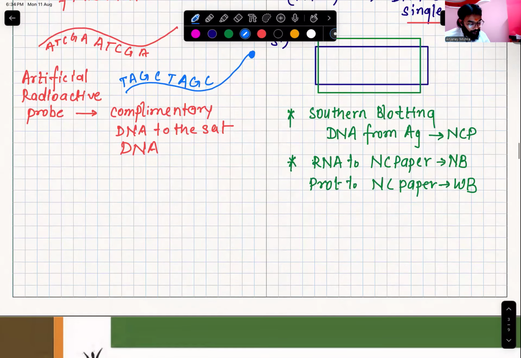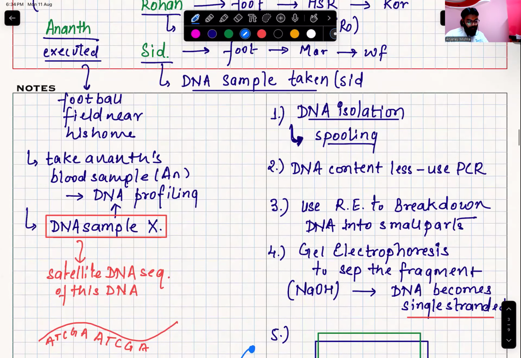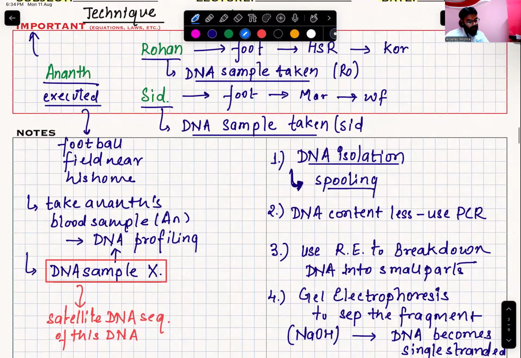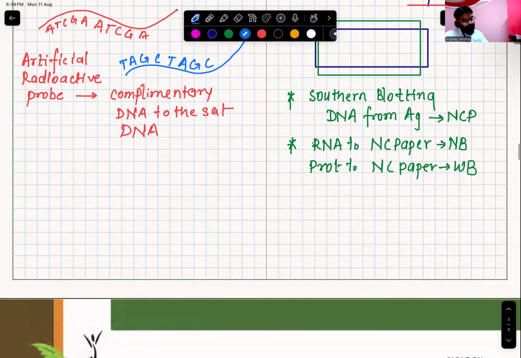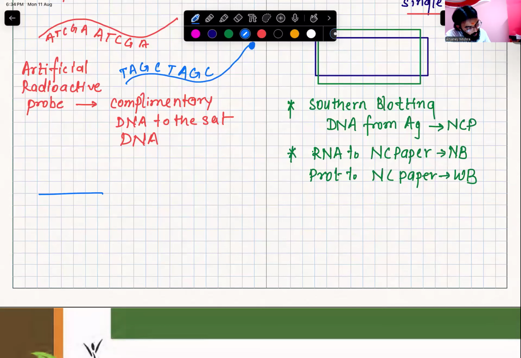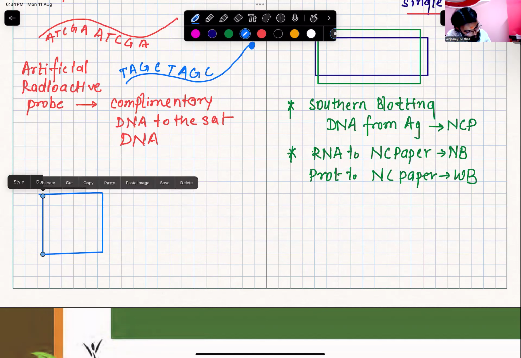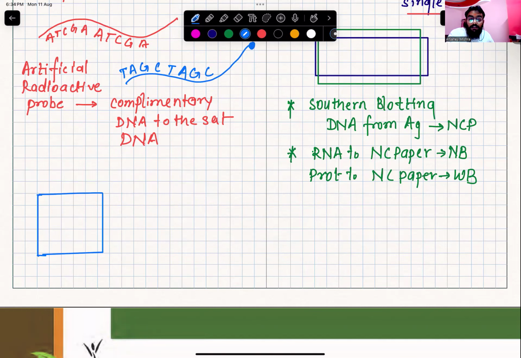Then you take all the 4 DNAs which you have taken: Anand's DNA, the crime scene DNA, Rohan's DNA, and Sid's DNA. You keep all the 4 in 4 different packets. But why is Anand's DNA even required? We are not sure, maybe it is his own DNA, the one which is there in his nails. What if he scratched himself? So we take the artificial radioactive probe of the one that's found in the fingernails. Yes, that is the one that we are doubting.